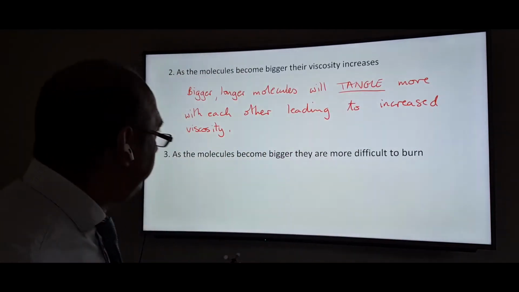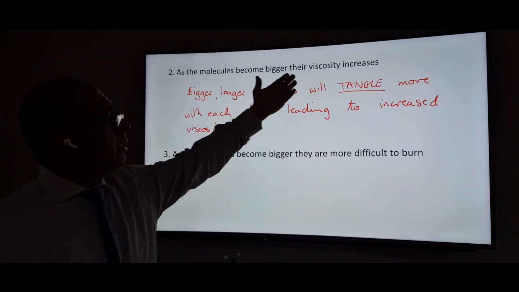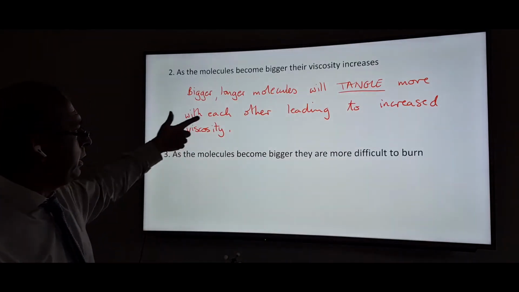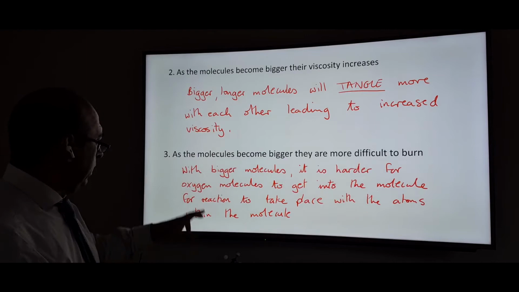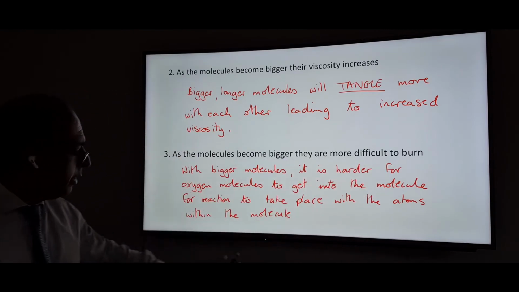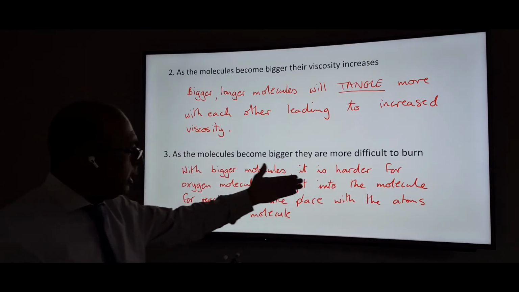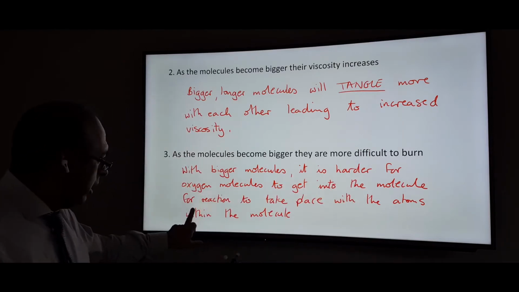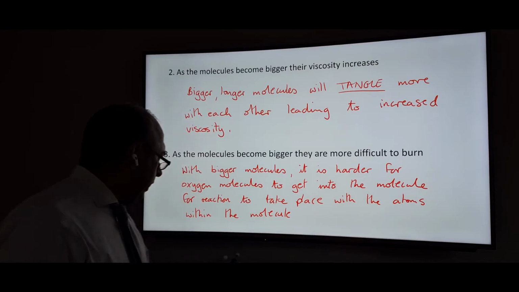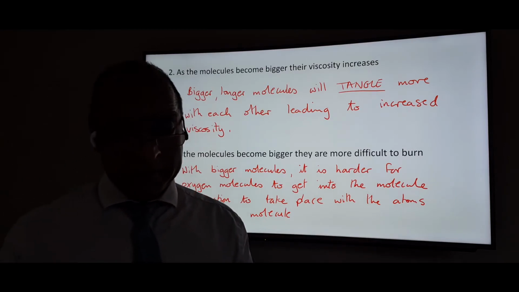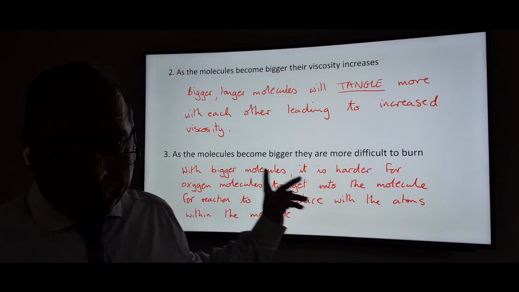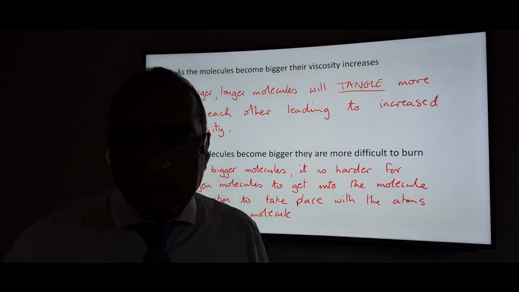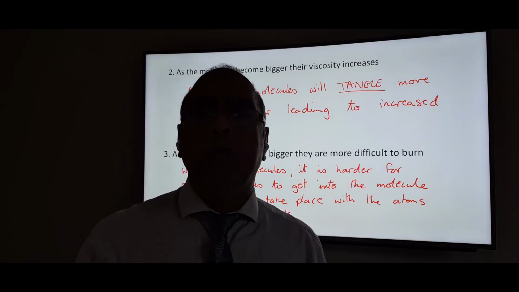So let's have a look at what I've written. As the molecules become bigger, the viscosity increases. The bigger molecules will tangle more with each other, leading to increased viscosity. When molecules are bigger, they become more difficult to burn. For bigger molecules, it's harder for the oxygen molecules to get into the molecules for the reaction to take place with the atoms within the molecule. So I hope I've verbalized in text, red text, what I've tried to explain using my language.